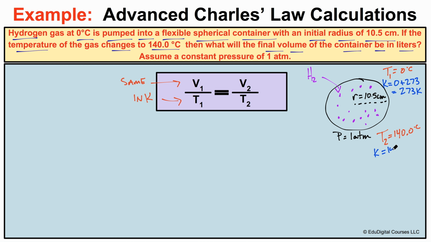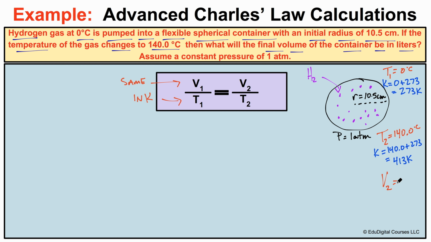and if we do the same thing here, we can quite easily figure out the Kelvin temperature by taking 140.0 and adding 273 to this, and what we're going to end up with is 413 K. So now that we've converted these temperatures to Kelvin, let's see what's happening. What do we know here? And what is it that we're asked to figure out? We're asked to figure out the final volume. So what we're asked to figure out is V2.